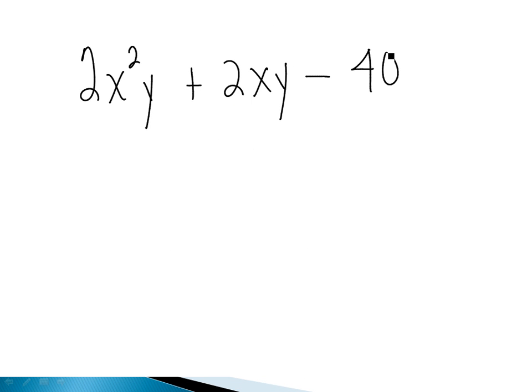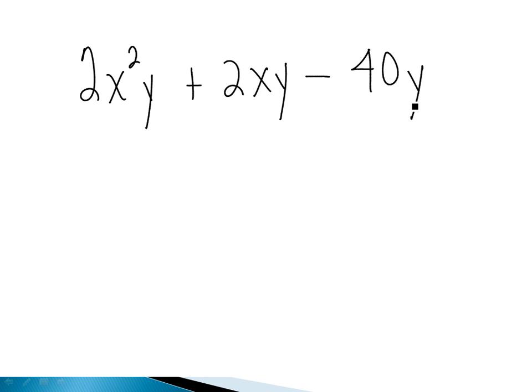Alright, one more. Factor 2x squared y plus 2xy minus 40y. Whoa, something's different about this problem. Okay, there's a lot of terms going on, and when you see a lot of terms and it looks a little unfamiliar, just always think about the first step of factoring. The first step is always to take out the GCF first. So what is the GCF here?